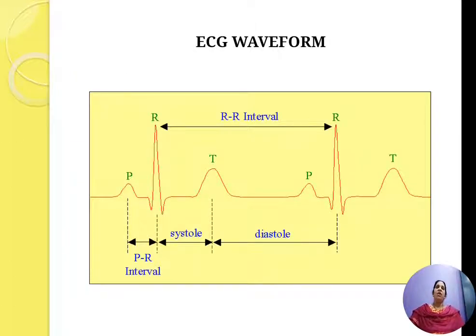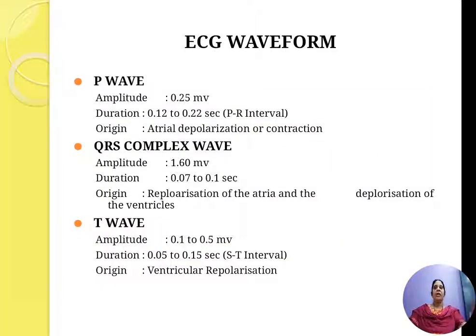So this is your ECG waveform. You have the P wave, then the QRS wave, then the T wave and U wave, then the RR interval. Systolic and diastolic portions you can observe in the waveform. And we have the PR interval.